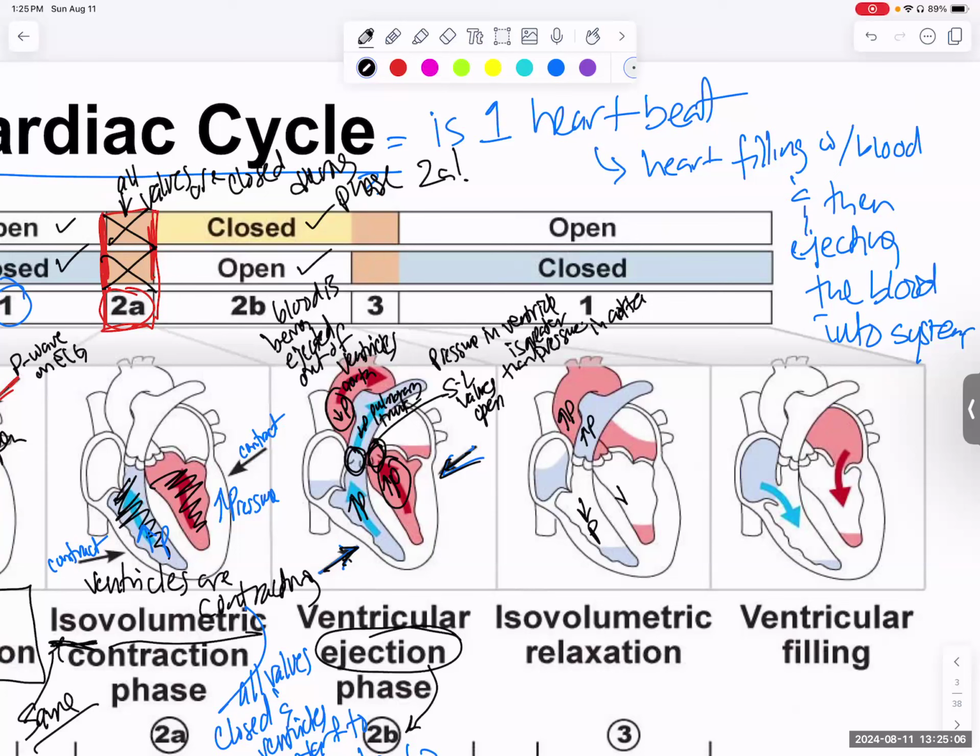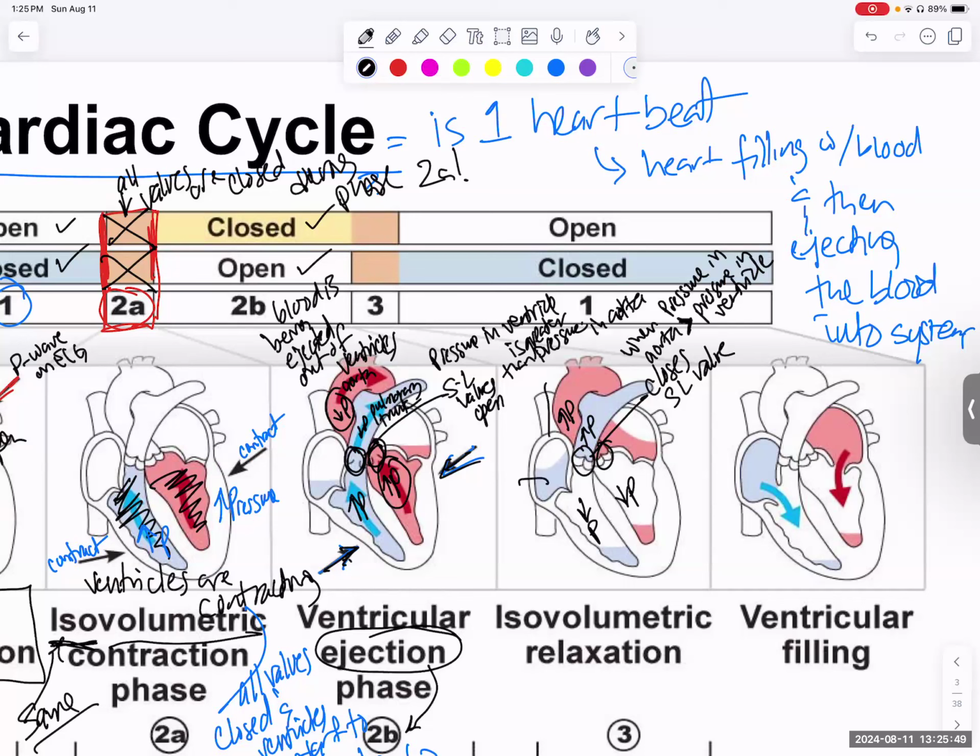The pressure will be greater in the aorta and the pulmonary trunk, and that drop in pressure closes the semilunar valves. So semilunar valves close when pressure in the aorta is greater than pressure in the ventricles. Well, why did that pressure drop in the ventricles? Less blood in the ventricle, less pressure. So semilunar valves are going to close.